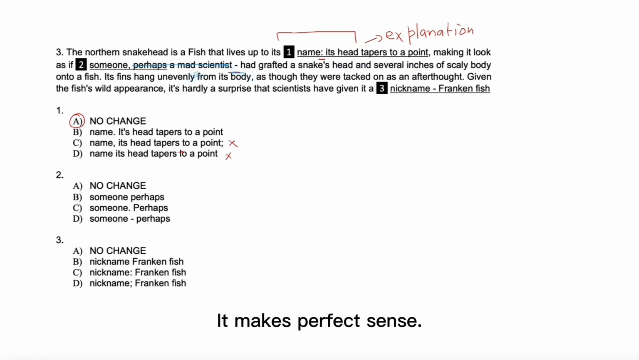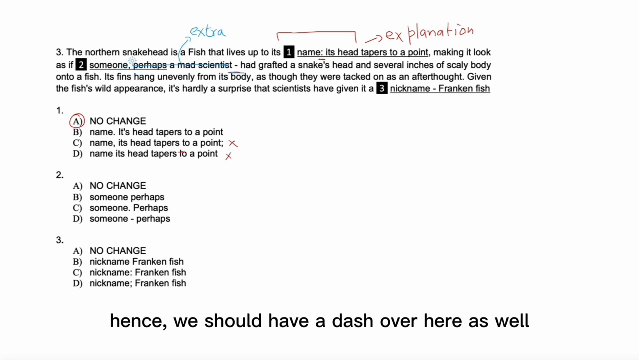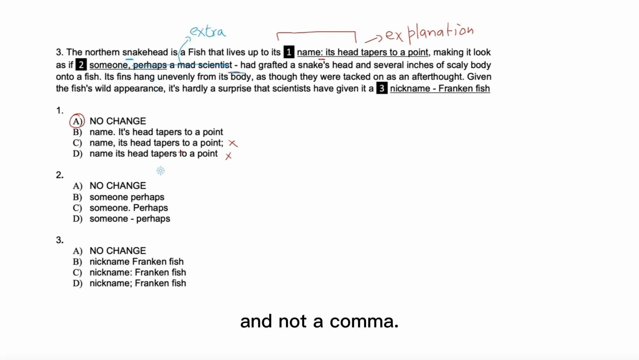It makes perfect sense. So this is definitely extra information. And if it is extra, it is non-essential. And if it is non-essential, it needs to come in between two commas or two dashes. So this dash is not underlined, hence we should have a dash over here as well and not a comma. And that is there in option choice D.